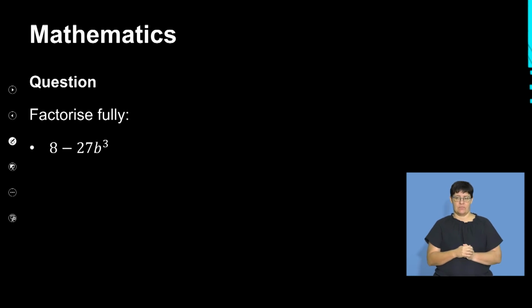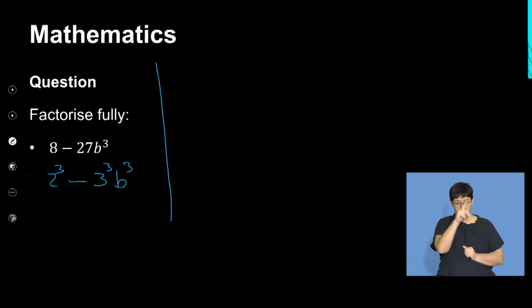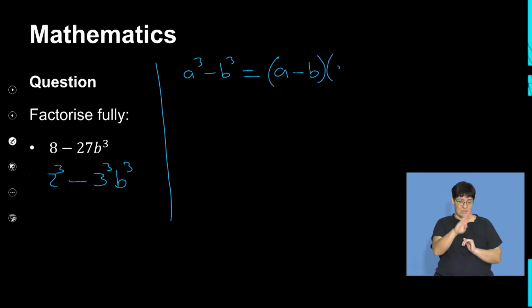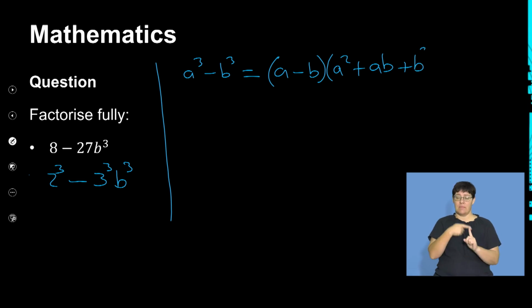Now, this is called the difference of cubes. Why is it a difference of cubes? Because 8 can always be written as 2 to the exponent of 3. The same with the 27, it can be 3 to the exponent of 3, and this will be b to the exponent of 3. Remember the rule that I said you should write down. If I have a cubed minus b cubed, to factorize this, it will always be a minus b into a squared, the opposite of that, which is plus ab plus b squared, right?